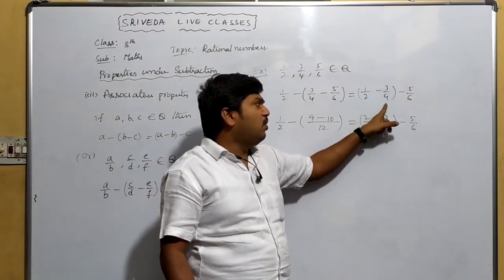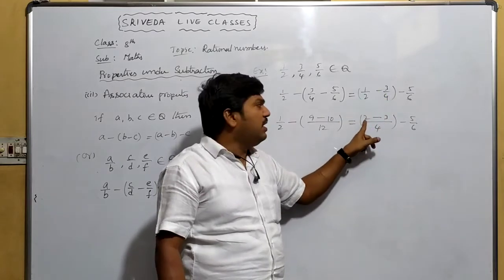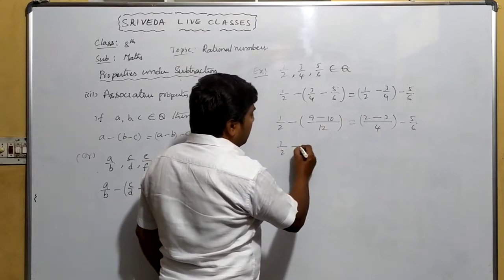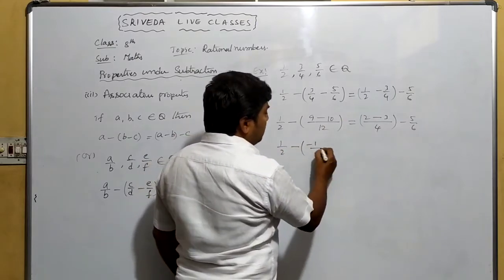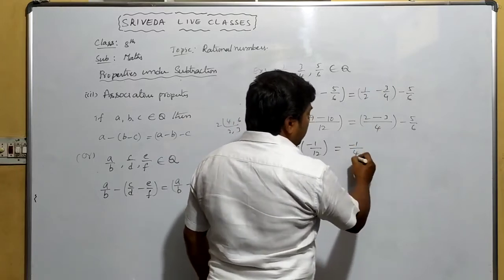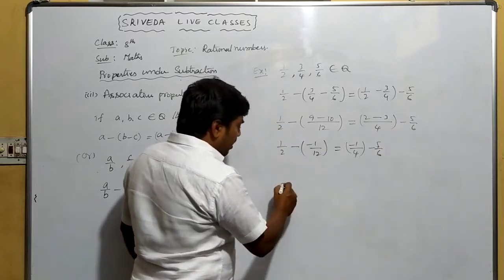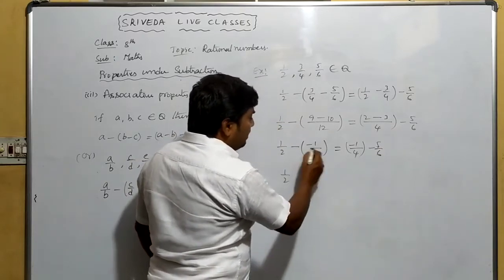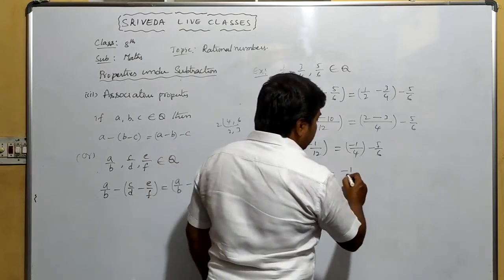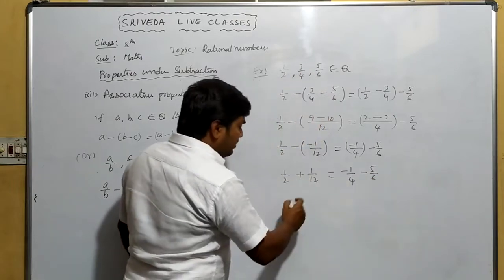Here, you know that 4 is the LCM. 1 by 2 into 4, 2 2s are 4, so 2, we get minus 3. So 1 by 2 minus of (9 minus 10 is minus 1 by 12) equal to (2 minus 3 is minus 1 by 4) minus 5 by 6. Now again, 1 by 2 minus into minus plus 1 by 12 equal to minus 1 by 4 minus 5 by 6.